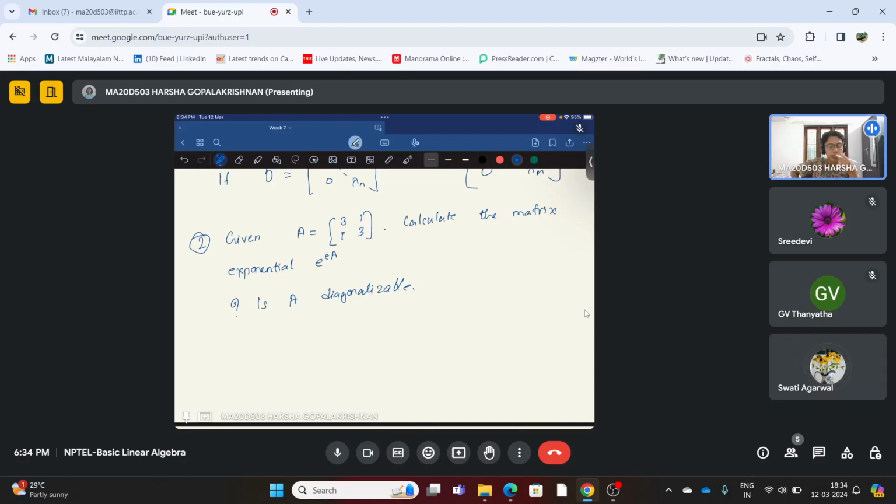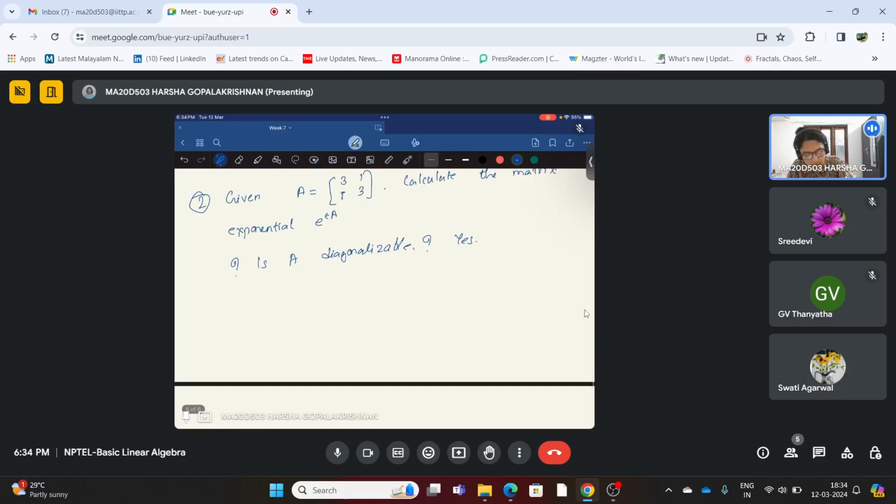What is the nature of A? I mean, can you see any speciality here? It is symmetric, right? Symmetric. So real eigenvalues should be there, and it should be diagonalizable also, right? The spectral theorem says it has some orthogonal P such that P inverse A P equals D, correct? So it is diagonalizable.